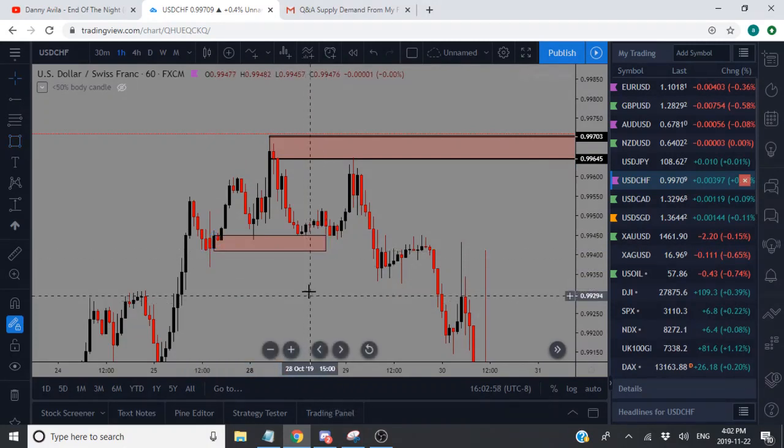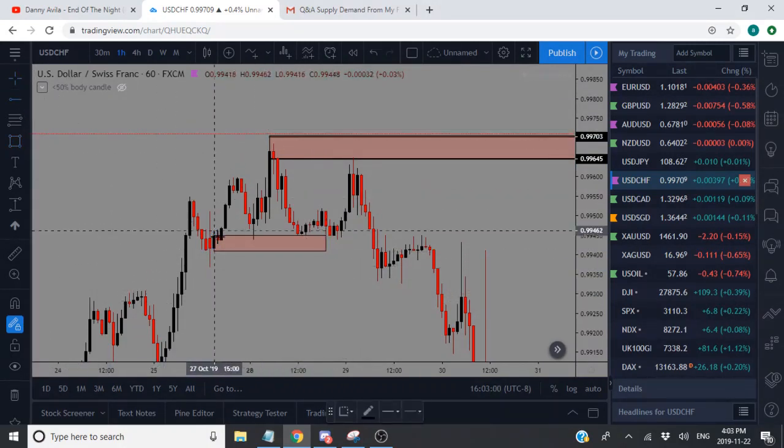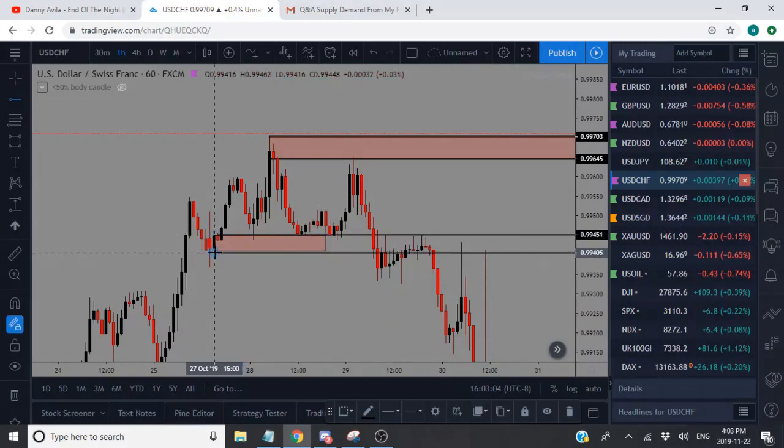It's that simple. It's the same thing if you wanted to be buying down here. Say that's your demand zone. You're going to mark out your supply and demand zones. You're going to see price come down, and you're going to have your buy limit right there, right at your proximal line.